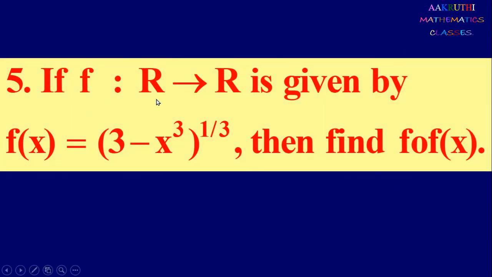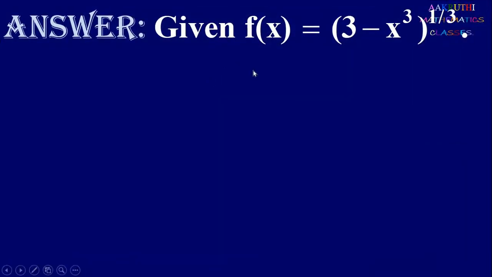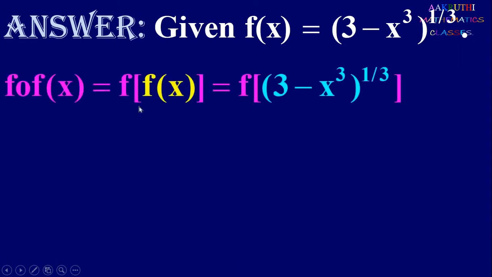The next problem, if f from R to R given by f of x is 3 minus x cube whole to the power 1 by 3, then find f composite f of x. Now here it is given f of x is 3 minus x cube whole to the power 1 by 3. You have to find f composite f of x, and we can write f composite f of x is f of f of x. Now you substitute for f of x. F of x is 3 minus x cube whole to the power 1 by 3. So it is f of 3 minus x cube whole to the power 1 by 3.